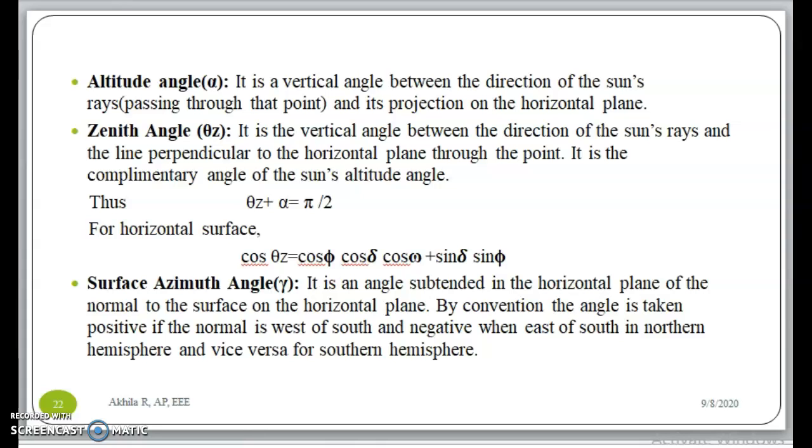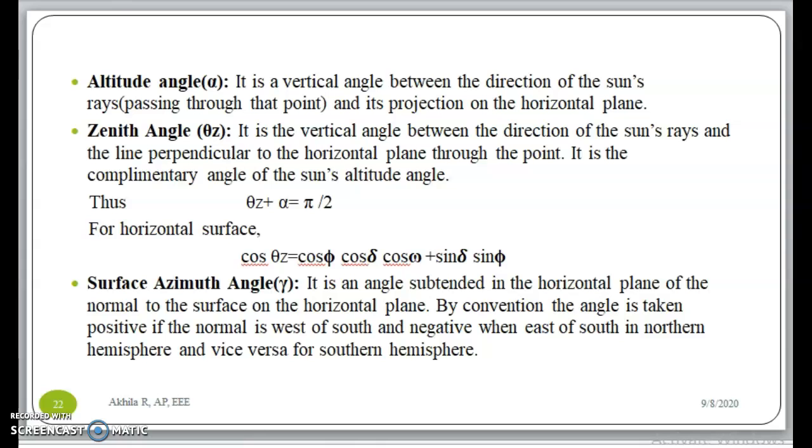Now you have one more angle, which is the surface azimuth angle, and it is an angle subtended in the horizontal plane of the normal to the surface on the horizontal plane. So this angle is generally taken positive if the normal is west of south, and it is taken negative in the east of south in northern hemisphere. We will be saying all of this with the northern hemisphere in mind. In the southern hemisphere it will be exactly opposite.